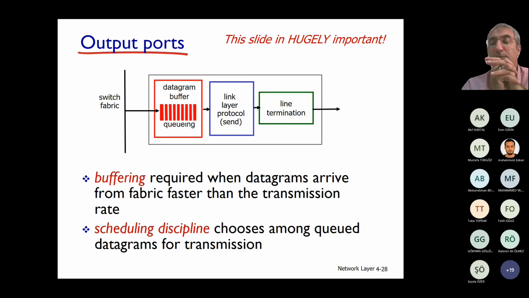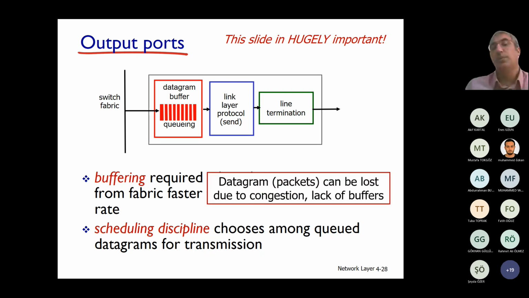Okay, I put these datagrams on the queue, but the next question is, who is going to go first? So I need to choose among these queued datagrams for transmission. Is it first come, first out, or what kind of scheduling discipline are we talking about? Because of the queuing, the datagrams, the packets, can be lost because of the lack of buffers, and then this is going to lead to delay, because you need another mechanism to recover this loss.